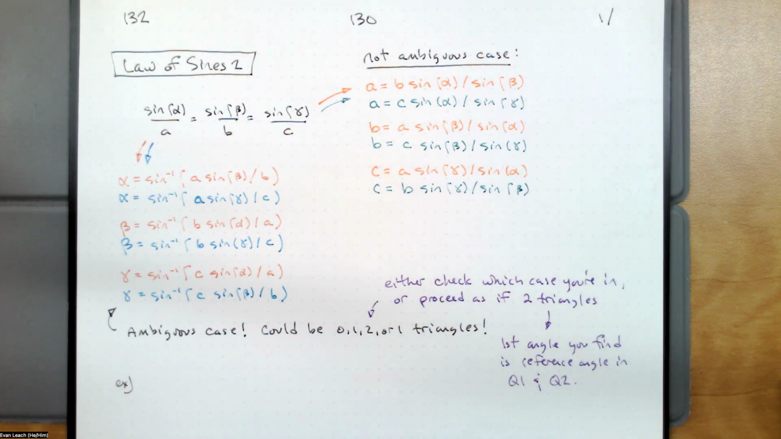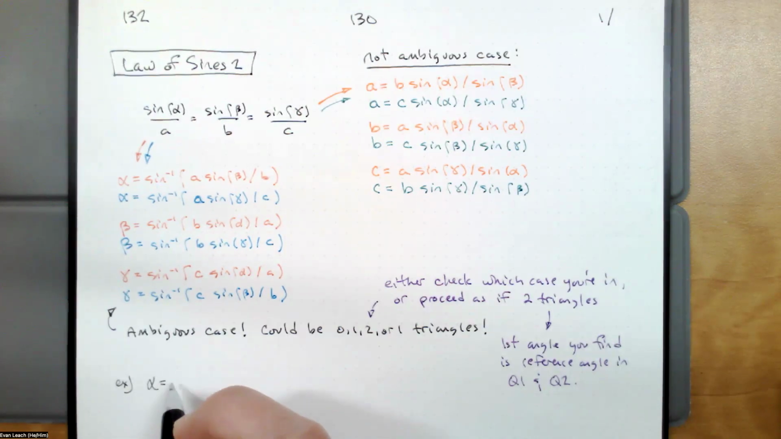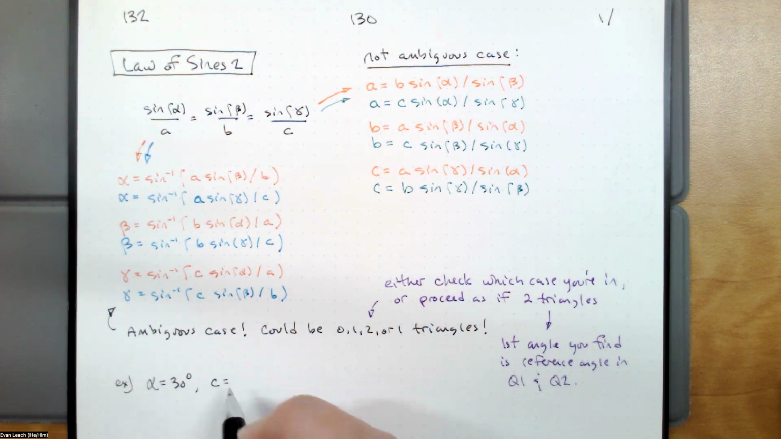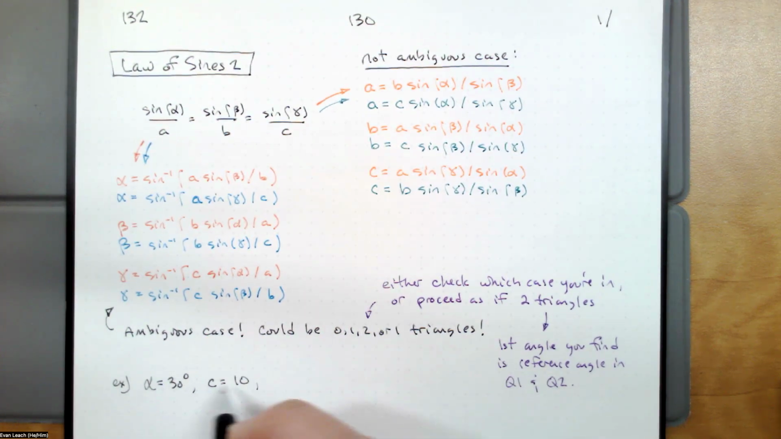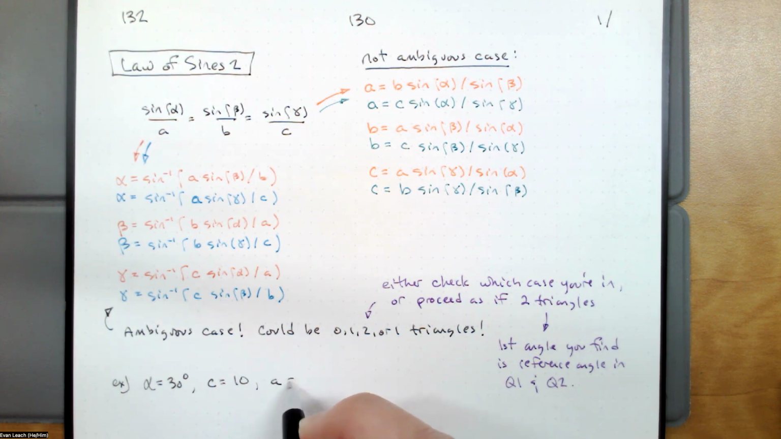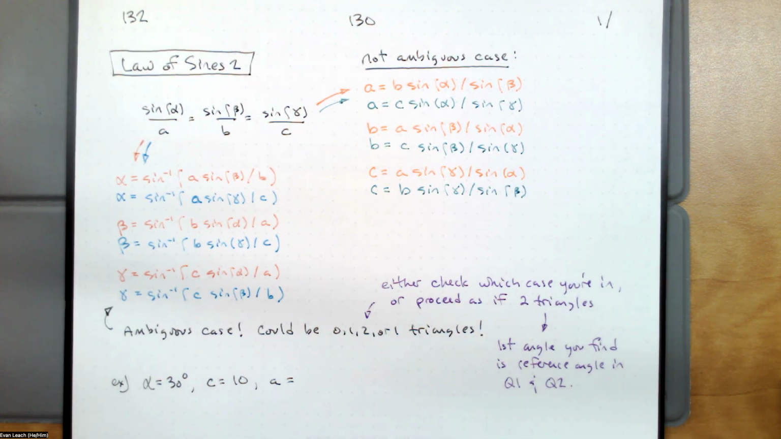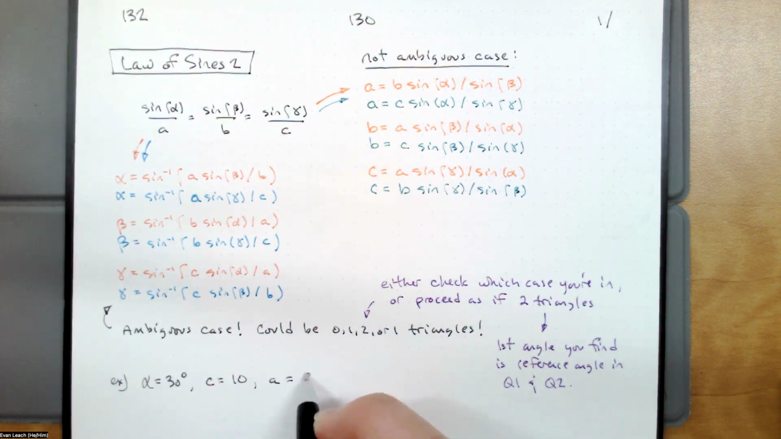Let's say that my angle alpha is 30 degrees. Let's say my side C is 10, and the side opposite the given angle, A, is equal to 8.